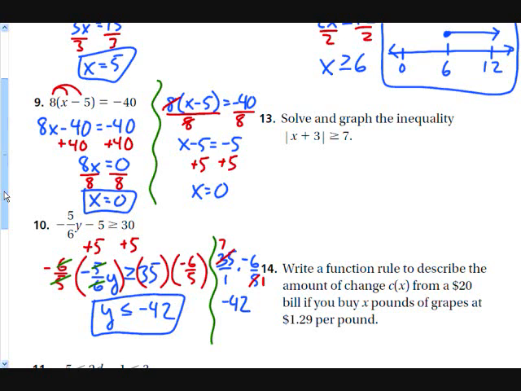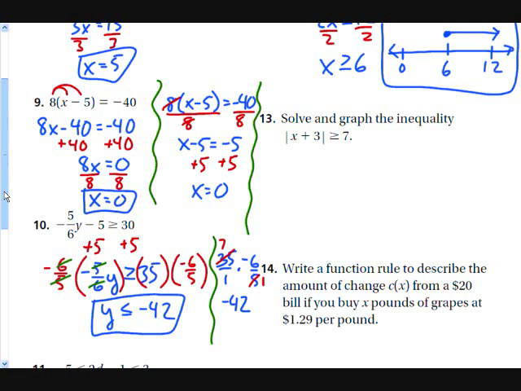For number 13, it says to solve and graph the inequality. And really, this is a compound inequality. Absolute value inequalities are really just compound inequalities. It means it's either an and inequality or an or inequality. And we always want to graph those to check our solution.